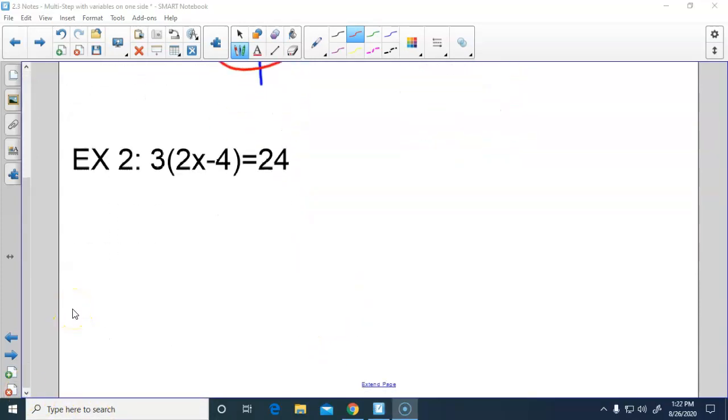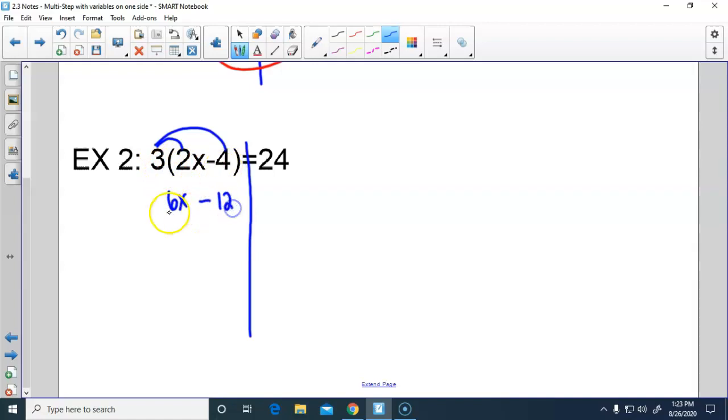Alright, let's look at our next problem here. For this problem, I'm going to start by drawing my line right here, reminding me that nothing can go from one side to the other unless I use an inverse operation. And so here we do have 3 times 2x minus 4, so this 3 does need to be distributed. So we're going to multiply both of our terms by 3, and 3 times 2x is going to give us 6x, and 3 times negative 4 is going to give us negative 12. So we get 6x minus 12 on the left-hand side, and this is equal to 24.